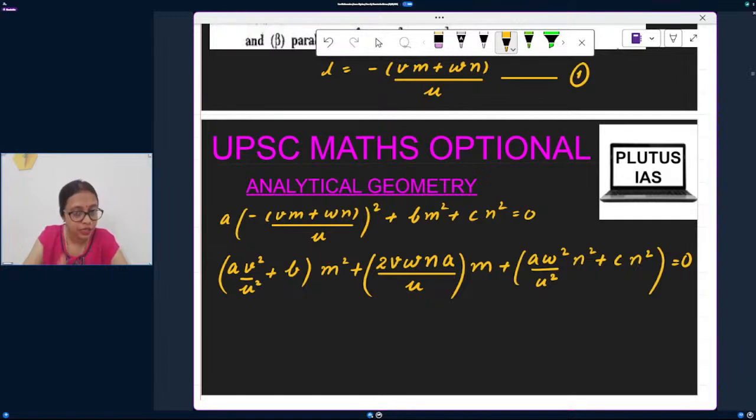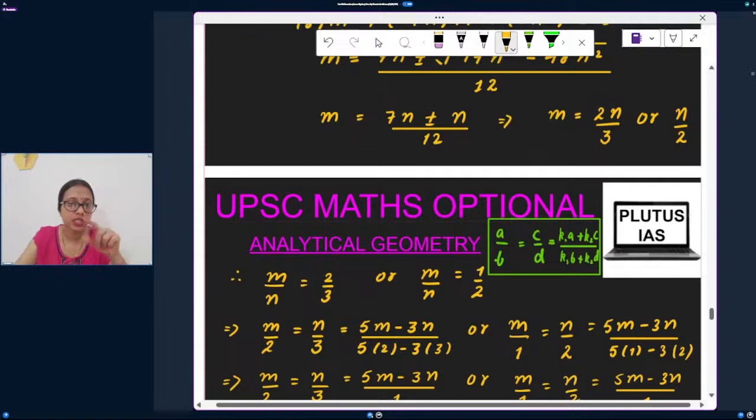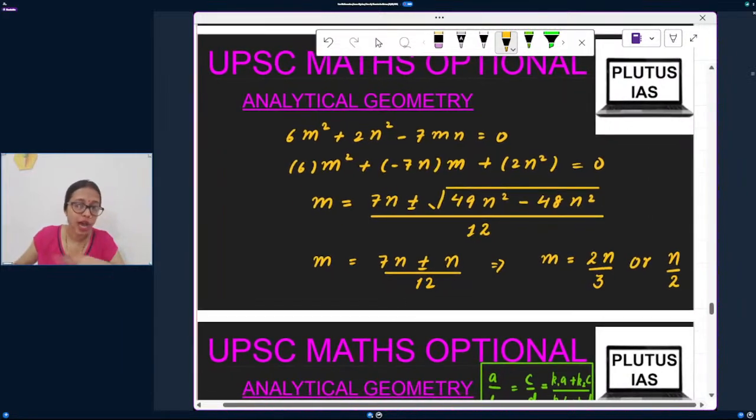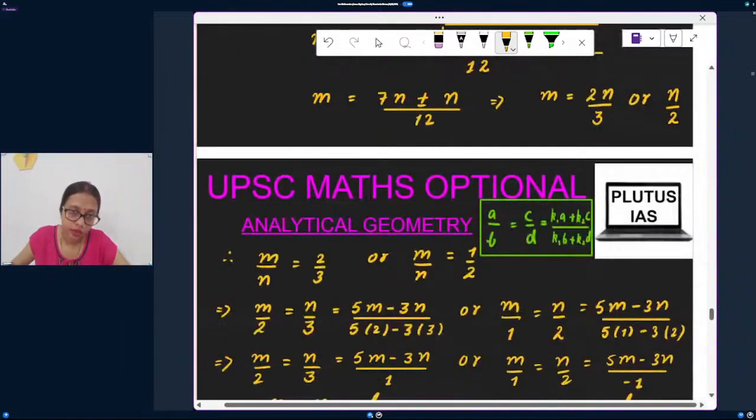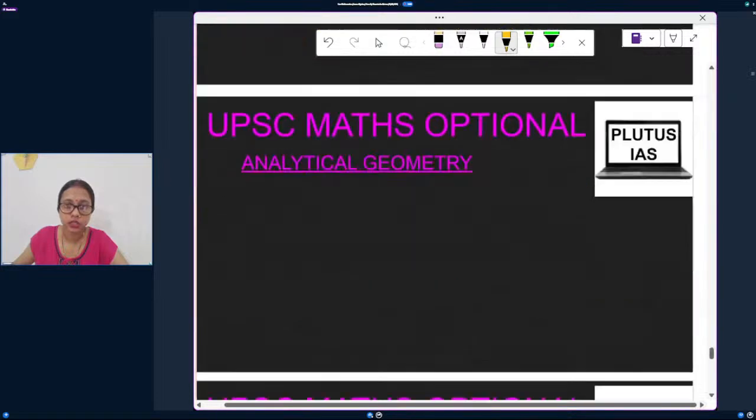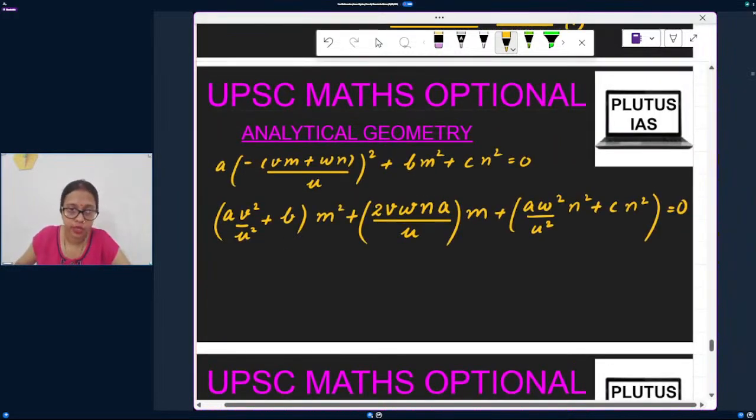How? Consider this as a quadratic in m by n, because earlier, when you considered it in terms of m, the answer was in terms of m by n. So if I consider the equation directly in terms of m by n, I'll get two values directly of m by n. So let's consider it in m by n. This is m square, this is n square.